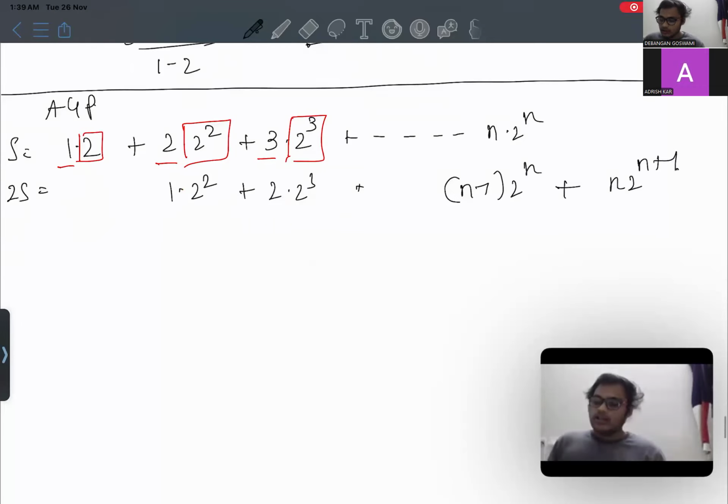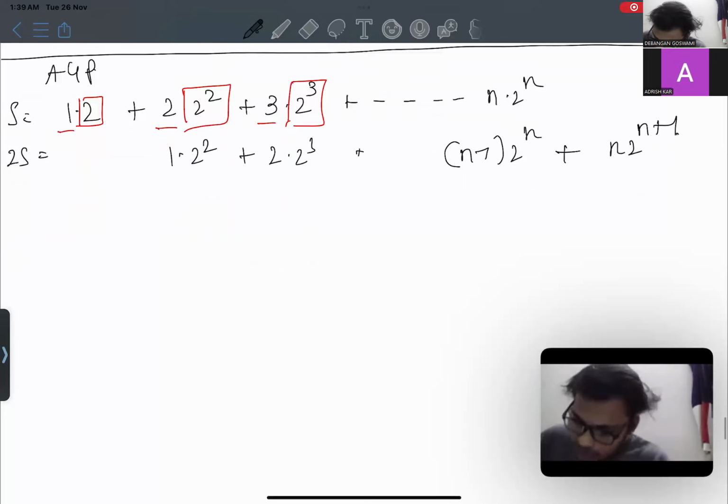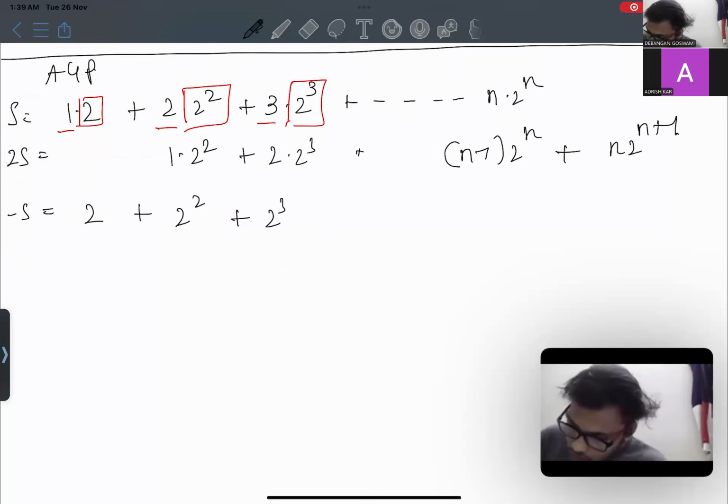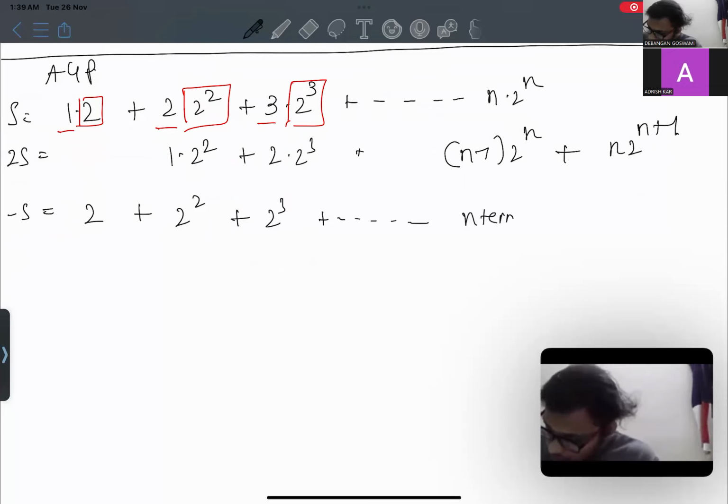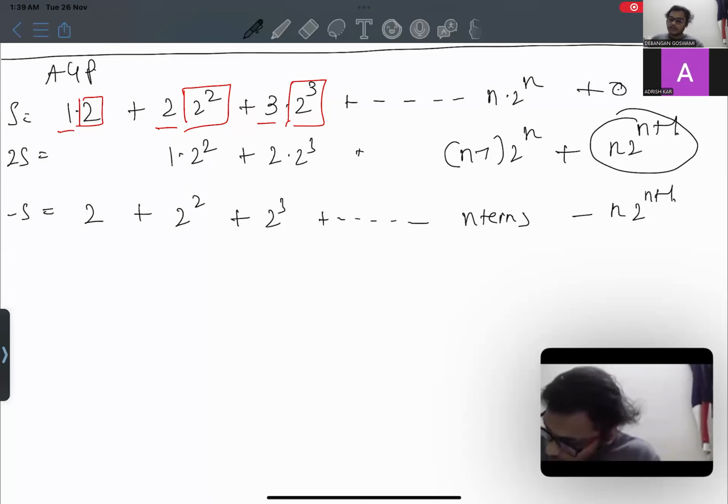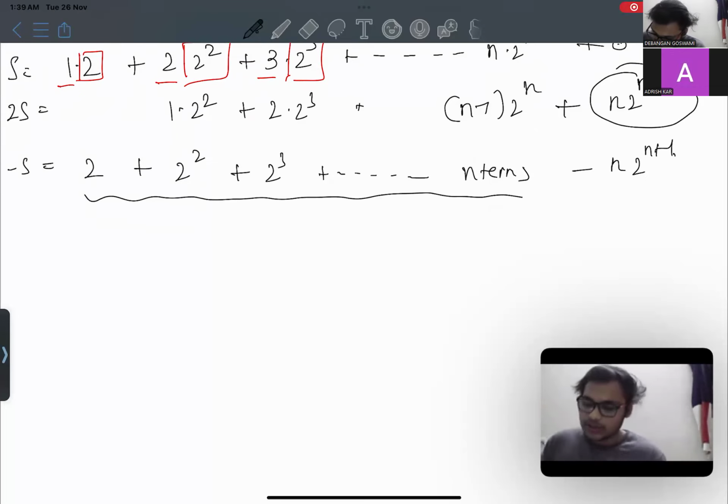Okay. So now again, we'll subtract both the equations. So here we are obtaining minus S is equal to 2 plus 2 square plus 2 cube, and the series goes on for n terms. And finally, this term is being subtracted, so we're getting minus n into 2 to the power n plus 1, right? So now this is converted to a regular GP, geometric progression. So minus S is, this is what you guys know clearly, a is 2 here, again r to the power n minus 1 upon r minus 1.